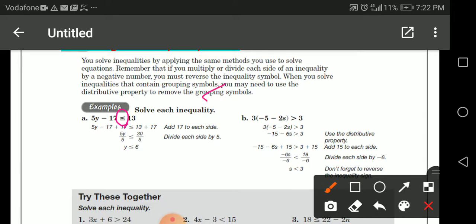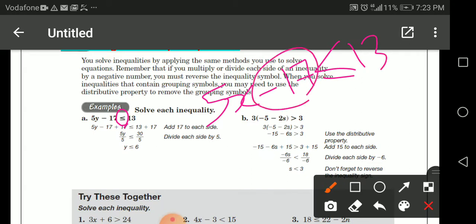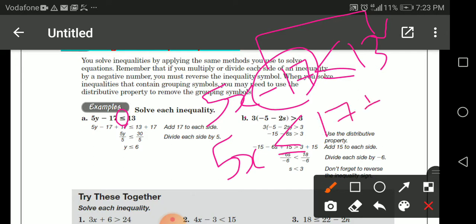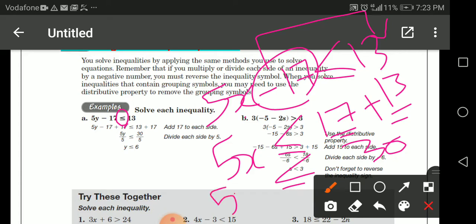So if I have 5x minus 17 less than or equal to 13, I need to get the value of x alone. So negative 17 will go to the other side as positive 17. So we have positive 17 plus 13. 17 plus 13 gives me 30. And we keep the less than or equal sign.